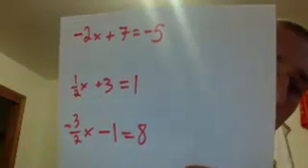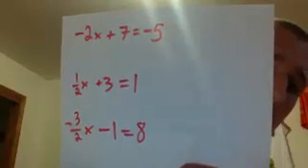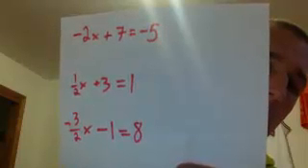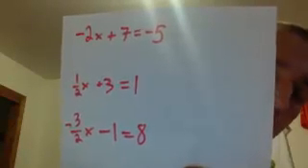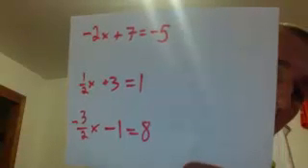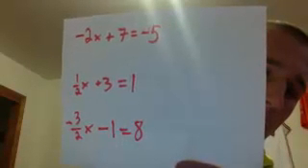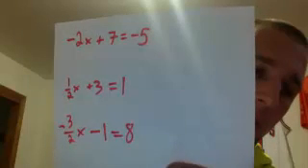1/2 x plus 3 equals 1. And negative 3/2 x minus 1 equals 8. These are the 3 equations I want you to try solving for right now. Okay, I'll hold them up for a few more seconds, and then I'll see if we have any questions.